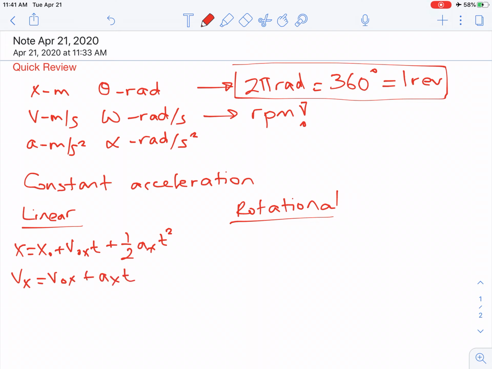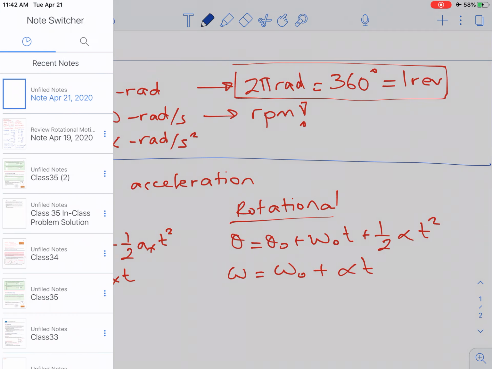So for the rotational case, we are using the mapping. x goes to theta, v goes to omega, a goes to alpha, right? So x becomes theta here. This is theta equals theta 0 plus omega 0 t plus 1/2 alpha t squared. And the velocity becomes omega equals omega 0 plus alpha t. And those are the two equations that we have. Again, we still do the step-by-step process. Once we make sure that acceleration is constant, then we can apply these. Okay, so these were the other things that we used last time.